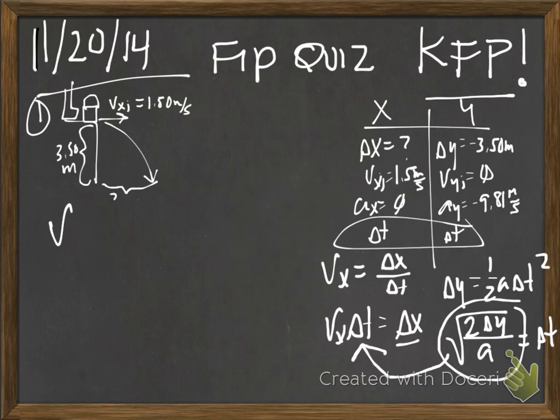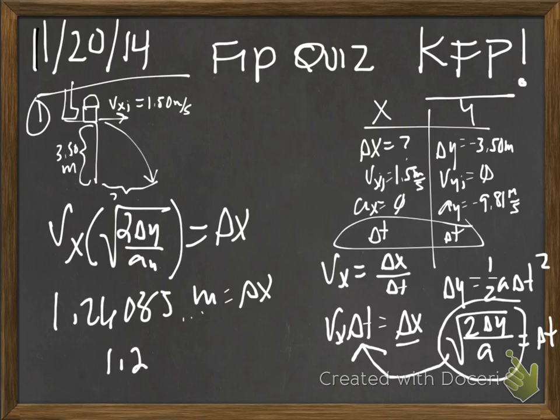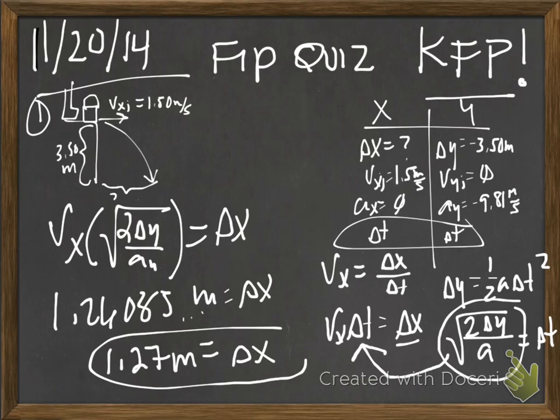Okay, so we have Vx times the square root of 2 delta y over ay is equal to delta x. And when we plug everything in, we get 1.26085, etc. meters is our delta x. So it sig figs out to 1.27 meters is our delta x. Okay. If you didn't get it, are there questions? Are there things that you don't understand how we did it?